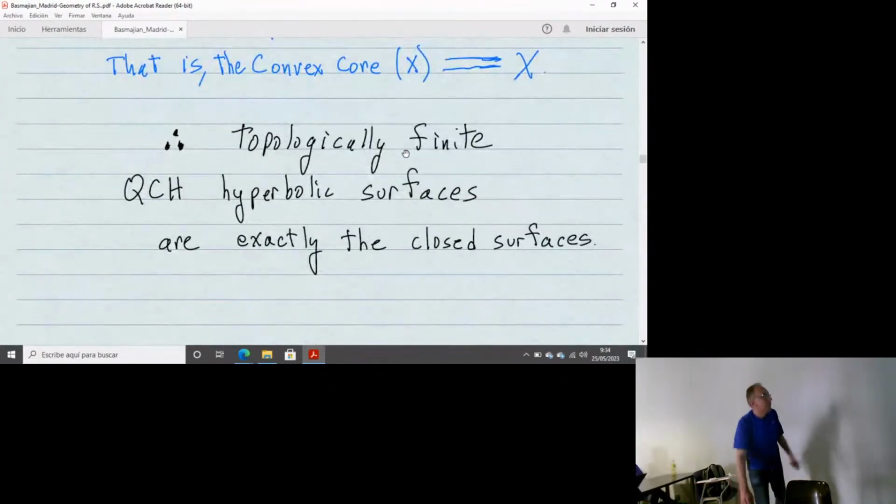And so one consequence is, if the surface is topologically finite, then the QCH hyperbolic surfaces are exactly the closed surfaces. Okay. There are no others. You can't have funnels. Okay, so now we should move to infinite type. Things get exotic.